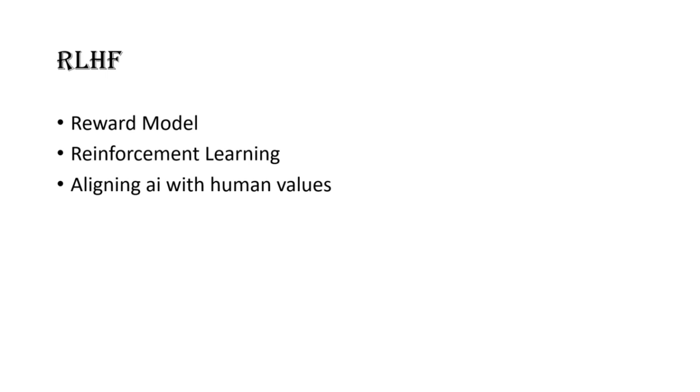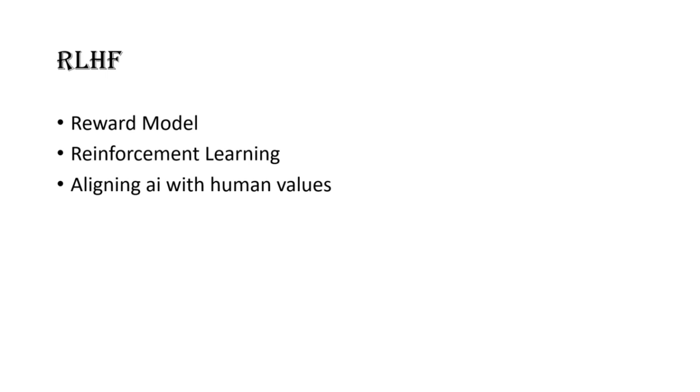And then, in reinforcement learning, once a reward model is trained, it is used as the reward function to fine-tune the AI system through reinforcement learning. The AI system learns to generate outputs that maximize the reward from the human-trained reward model.